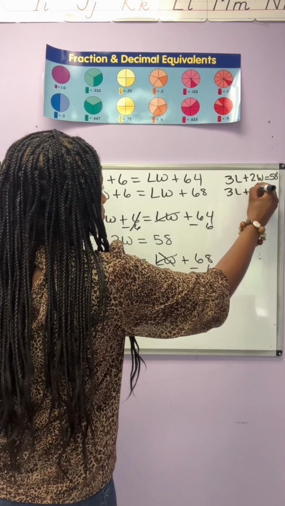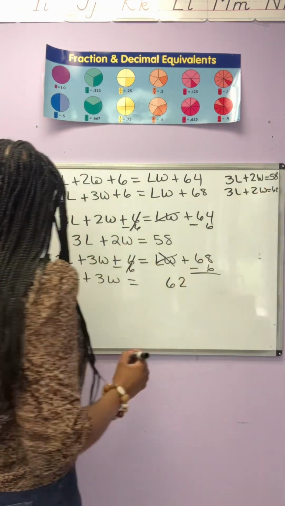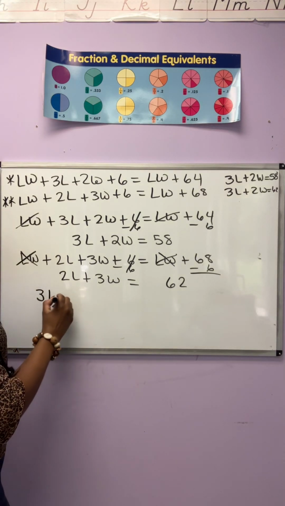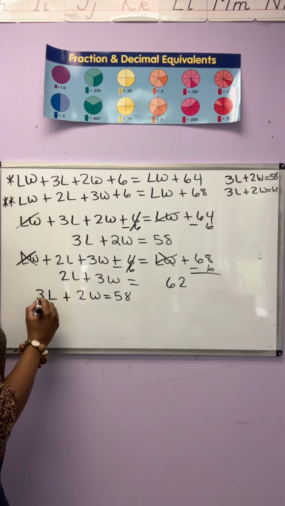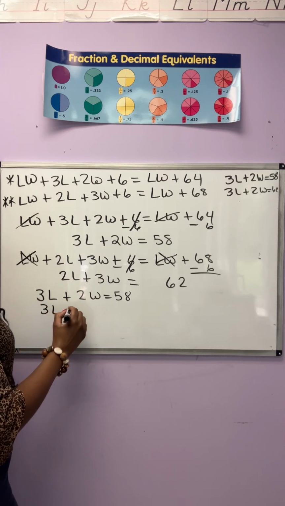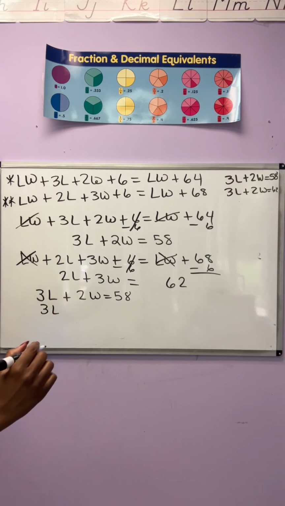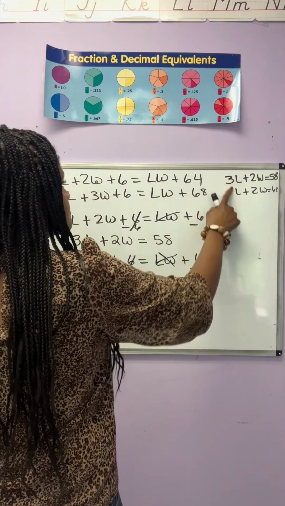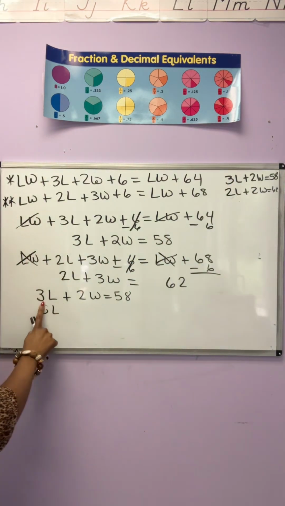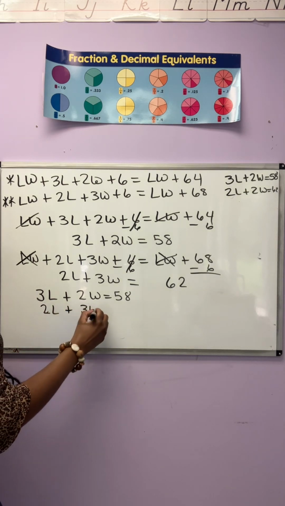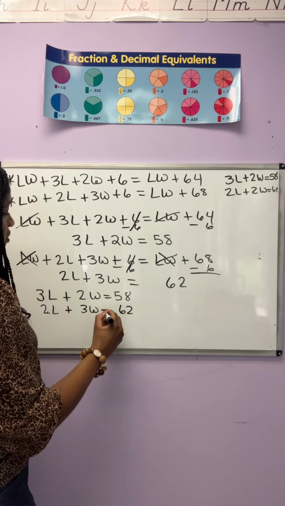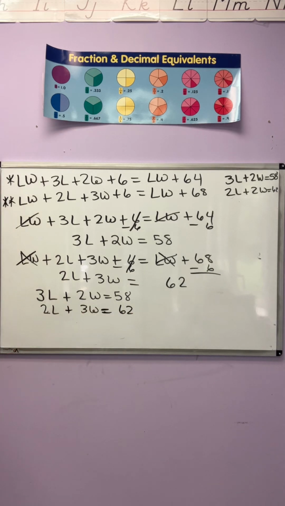So 3L plus 2W equals 62. And in fact, let me write it right here. Now this probably looks a lot friendlier. Oh, it's not 3L, it's 2L. Okay, so it looks friendlier. We can probably solve this using our regular systems of equations strategies.